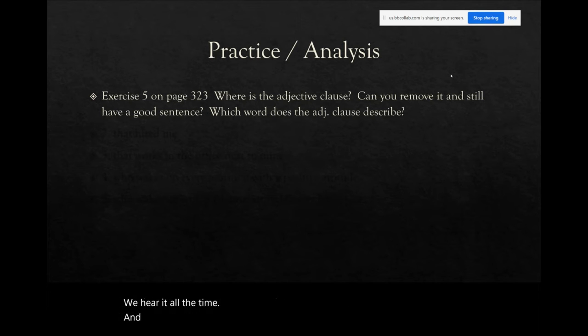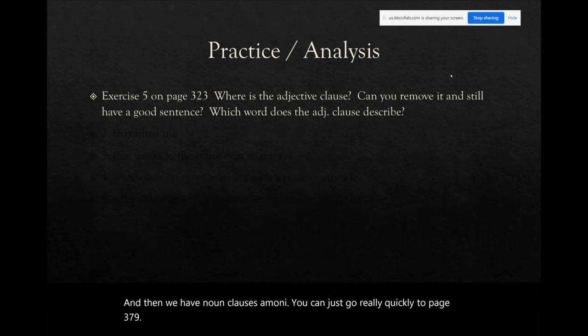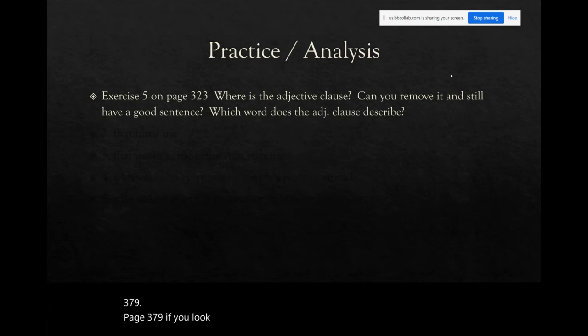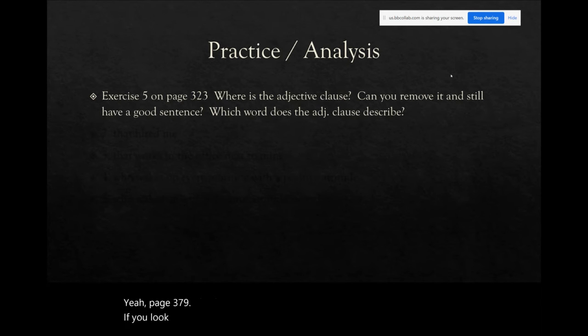And we're going to study noun clauses. Actually, let me see if that's next. No, gerunds is next, and then we have noun clauses. Amani, you can just go really quickly to page 379. If you look at the top, you're going to see clauses that start with that, but they're not adjective clauses. Those green letters are noun clauses.